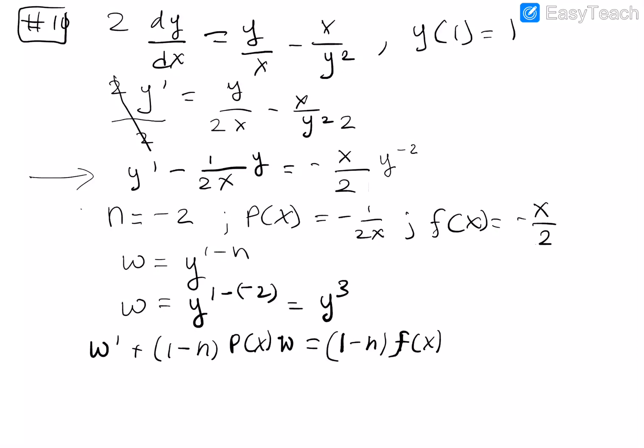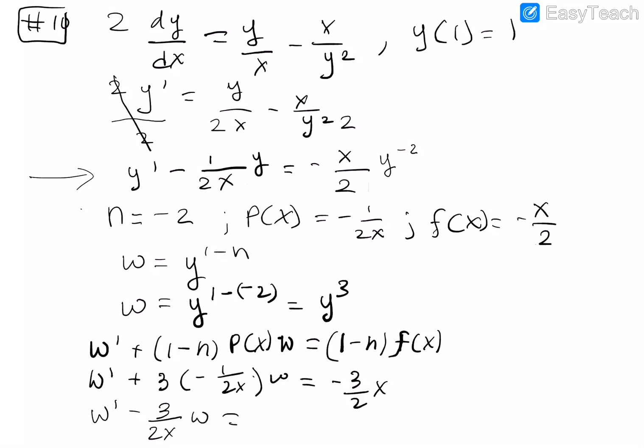Okay, so we'll have w prime plus 3 times negative 2x times w being equal to negative 3 over 2 x. All right. You can go ahead and distribute that 3 if you'd like.